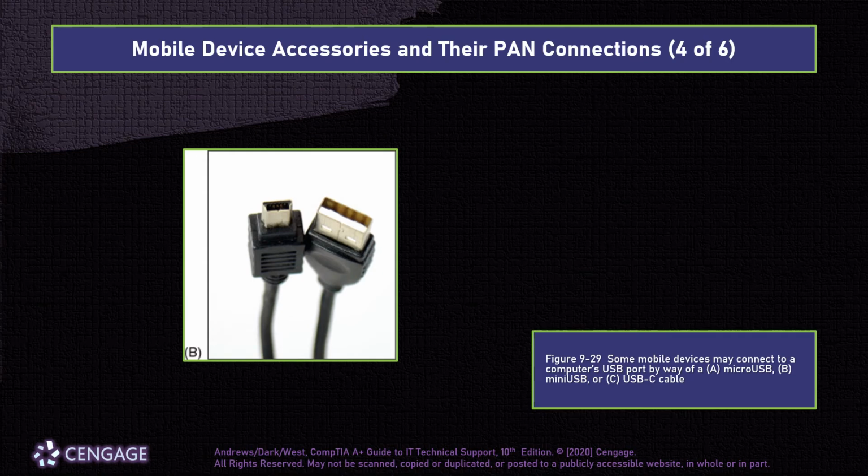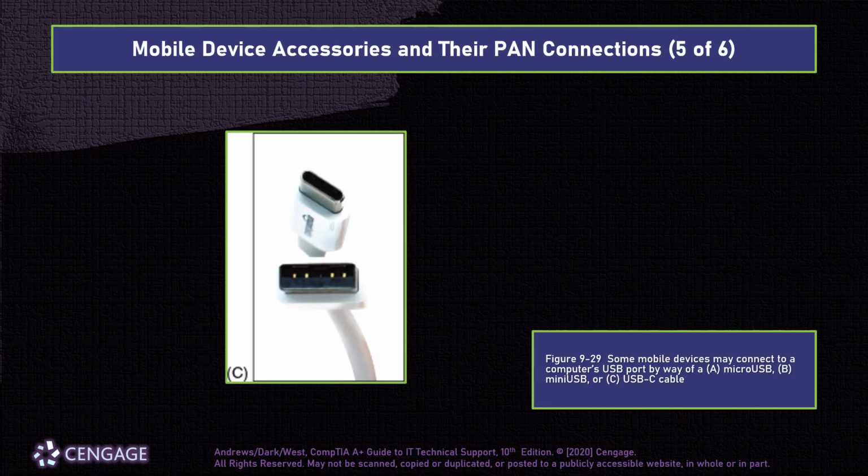There is a mini USB here. You can see it looks kind of like, if you flipped it upside down, it would look kind of like a fedora, where you have the little brim of the hat and then that boxy top. And then here's the Type-C.